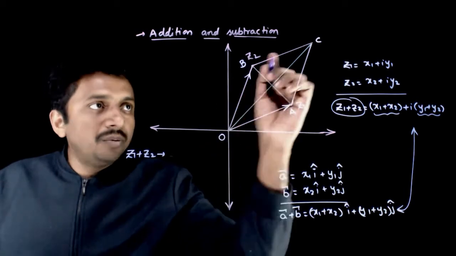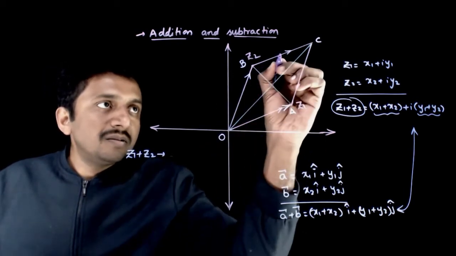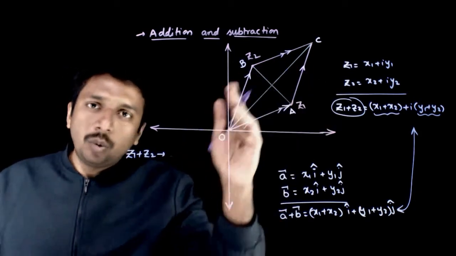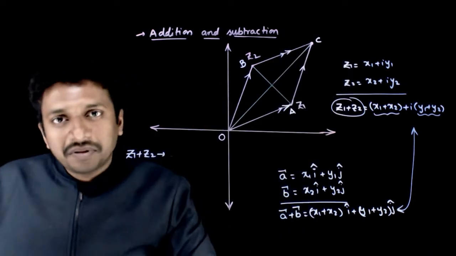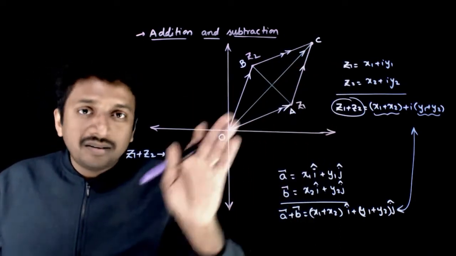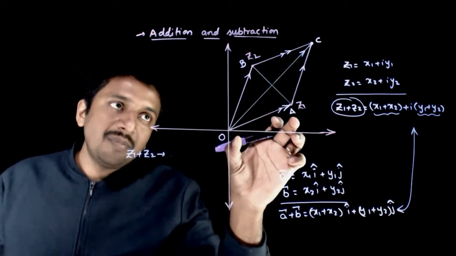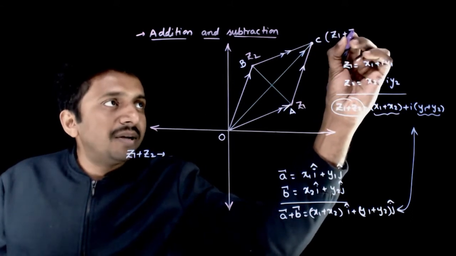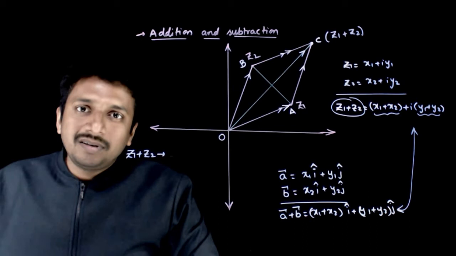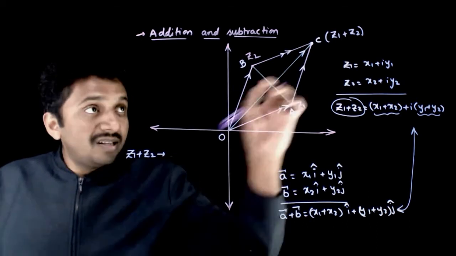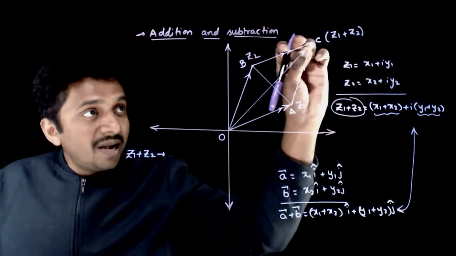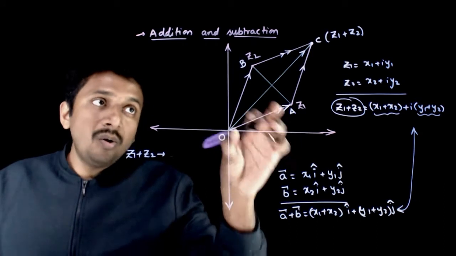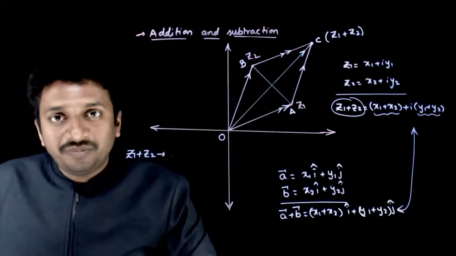So with z1 and z2, we complete a parallelogram. Now let BC be parallel to OA and AC be parallel to OB. They meet at a point C. Now the vector OC bar represents the sum of OA bar and OB bar. So this point represents the complex number z1 plus z2. So z1 plus z2 is the complex number which is the endpoint of the diagonal starting from the origin of the parallelogram whose coterminous sides are z1 and z2.